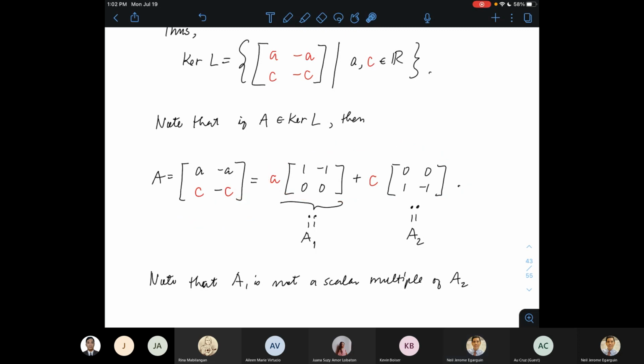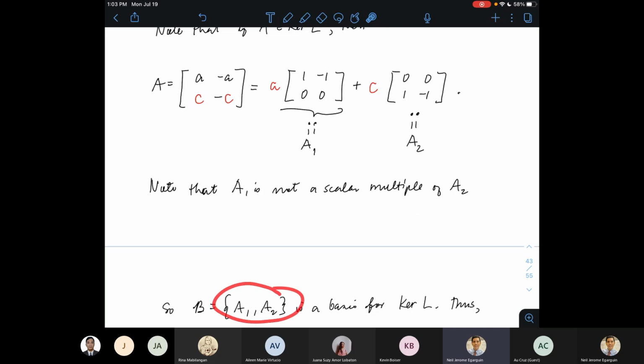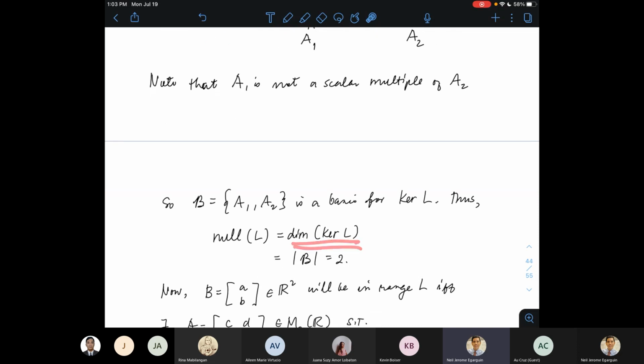Tama? And what can we say about A1 and A2? Ito si A1, ito si A2, then they are not scalar multiples of each other. All right? And since they are not scalar multiples of each other, by the Steinitz replacement theorem, the set containing A1 and A2 is a basis for the kernel of L. Okay? Since A1, A2 comprise a basis for ker L, then we can say that the dimension of the kernel of L is equal to 2. Therefore, the nullity of L is equal to 2.